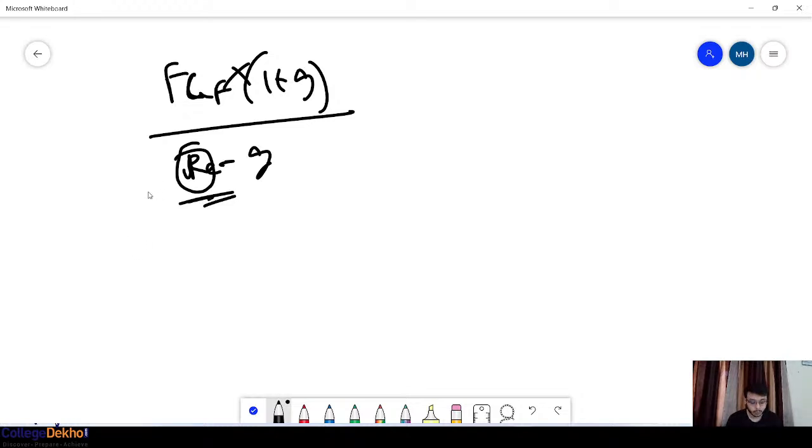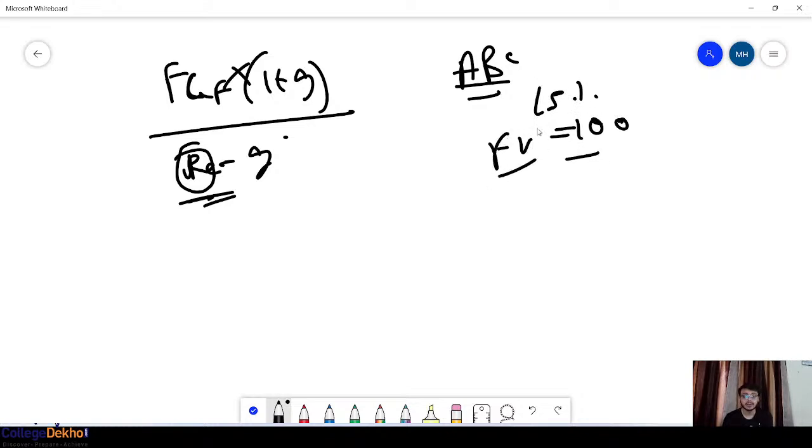Let's read the question. It says that ABC Limited is a company. The dividend rate is 15%. The face value of the equity share is 100, and this is a dividend of 15%. The expected growth rate of dividend is given as 12%.